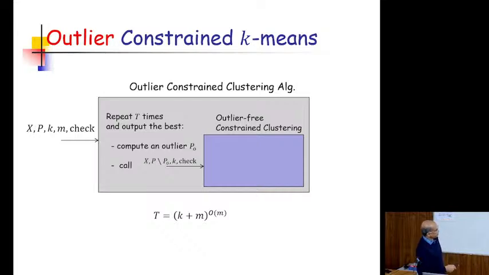All it will do is go through many iterations. In each iteration, it will somehow guess or figure out a set of points P0 to remove, and run the algorithm on the remaining set of points. And repeat this about (k plus m) raised to power m times. Remember, m is a parameter also here, so the running time will be of the form exponential in k and m times poly in n.